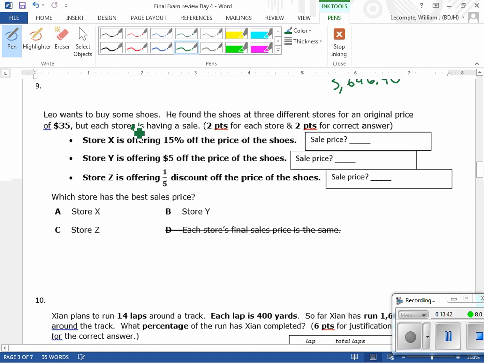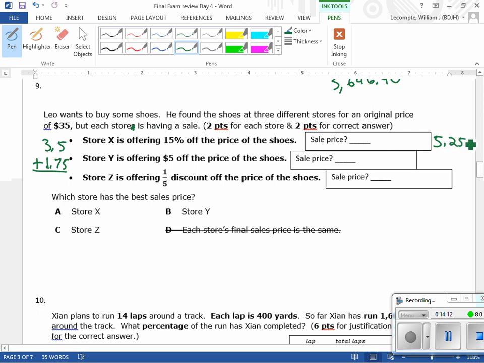Well, how much is 15% off of 35? Well, 10% is 3.5, and then I would do another 5%, so that would be half of 3.5, which is 1.75, and I add those together, I get 5.25. So basically, I'm going to get 5.25 off of $35.